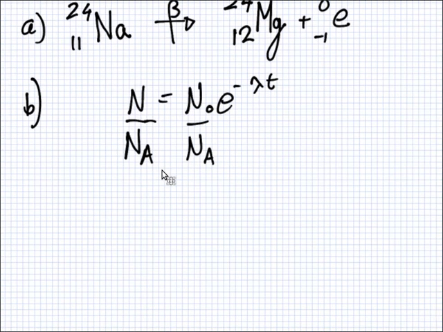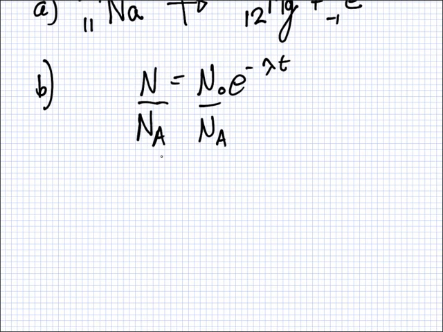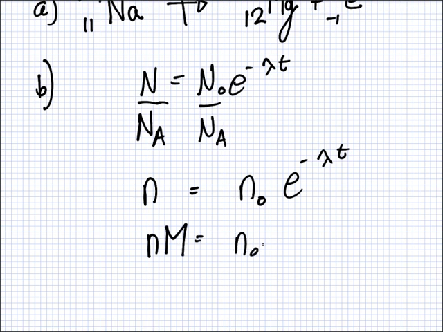Moles. What letter do we use for moles? Small n, yeah. So this means the number of moles equals the number of moles at the beginning, e minus lambda t. Okay, now I'll multiply by molar mass. What letter do you use in Lorraine's class for molar mass? Just n by itself? A big N, like this. Okay.